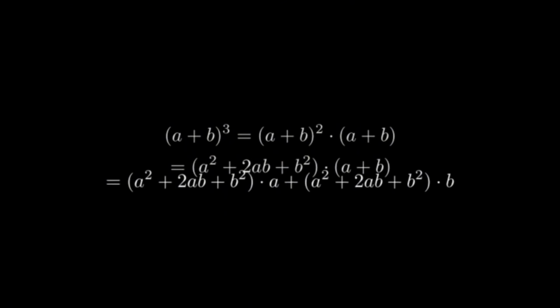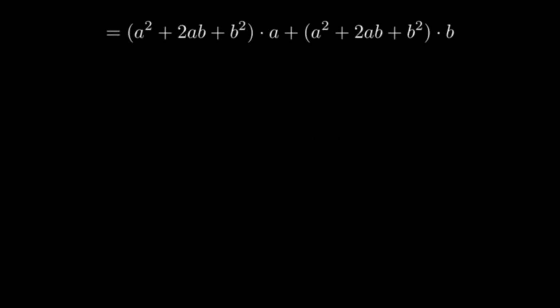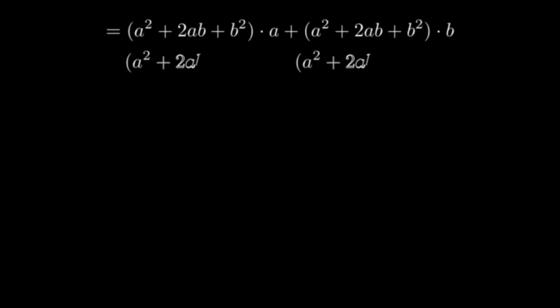To make our work clearer, let's move this equation to the top of our screen and continue the expansion from there. Now let's carefully multiply each term one by one. We'll multiply the first bracket by a and by b separately to see each resulting term clearly.